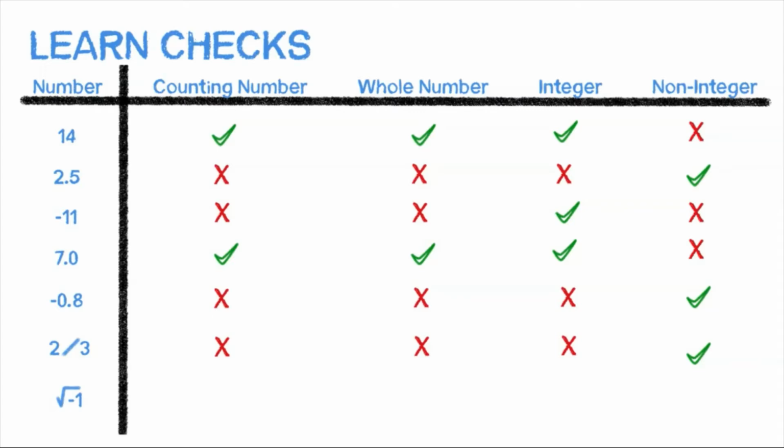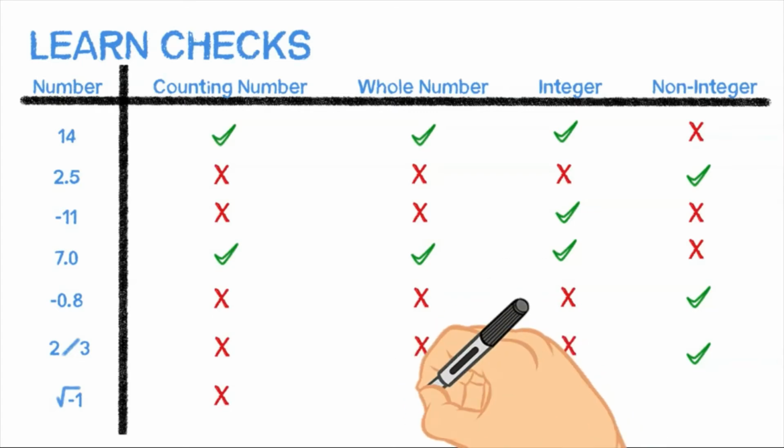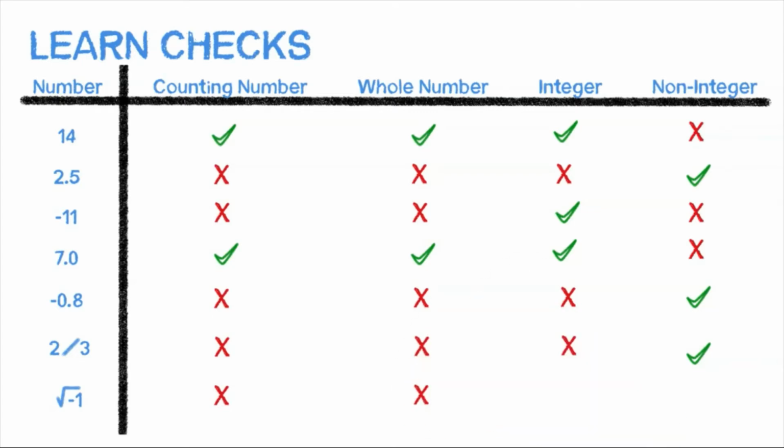Counting number? No. The square root of negative 1 is an imaginary number. Whole number? No. Integer? No. Non-integer? Yes.